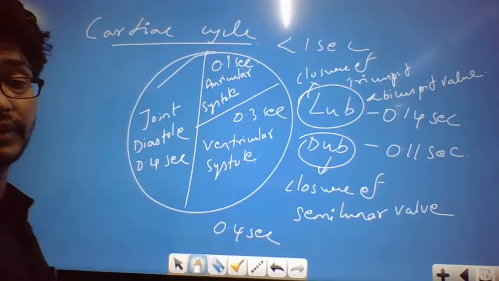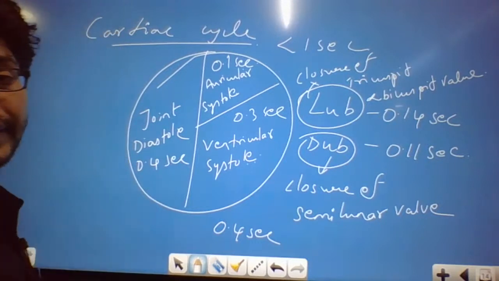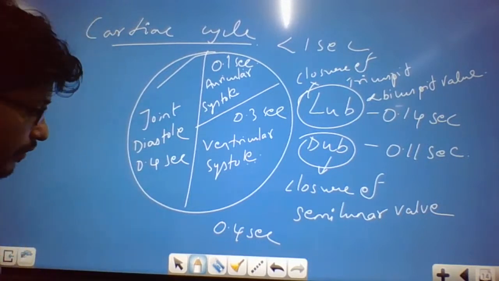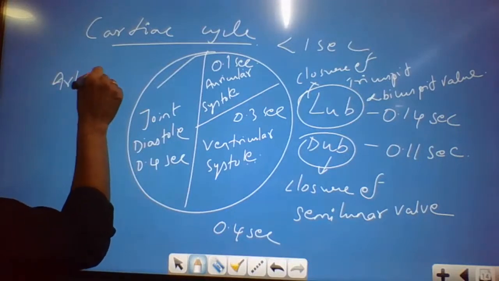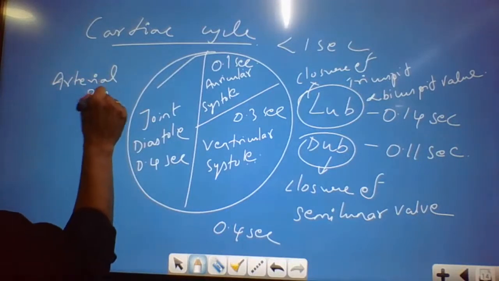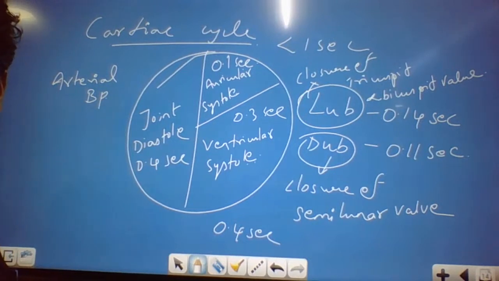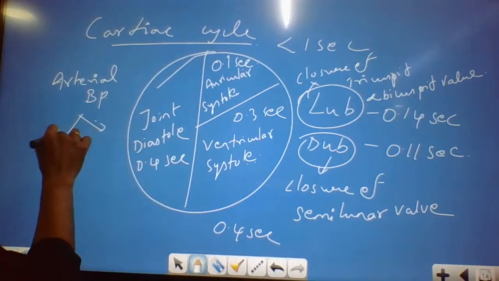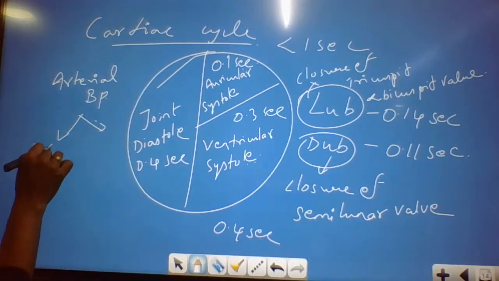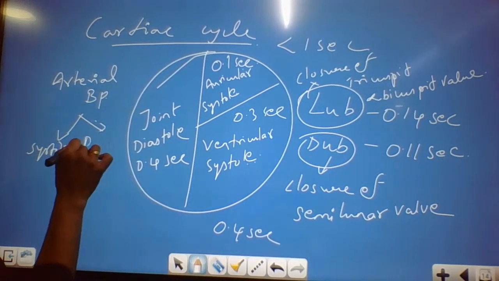Then if we're talking about blood pressure, how can we calculate the blood pressure? Blood pressure is usually measured as arterial blood pressure. Arterial blood pressure has two components: one is systolic pressure, the other is diastolic pressure.